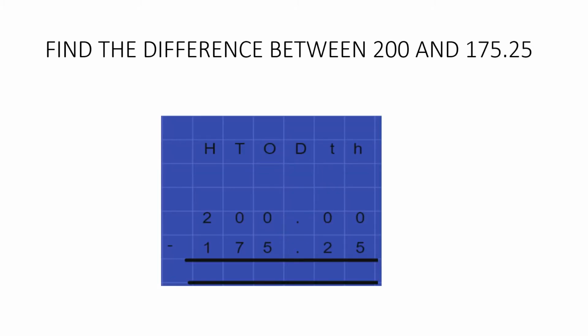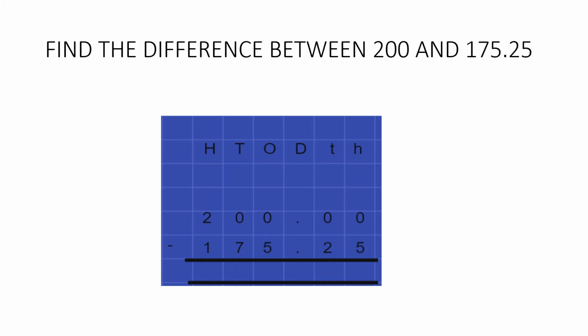In this way we can subtract the bigger number. First we did 1 digit after the decimal, then 2 digits after the decimal, and 3 digits also we can do. Here is the next question: find the difference between 200 and 175.25. Students, when we subtract any numbers, the answer after subtraction is called the difference. Somewhere it is written directly as subtract, somewhere find the difference. So find the difference and subtraction are the same thing.